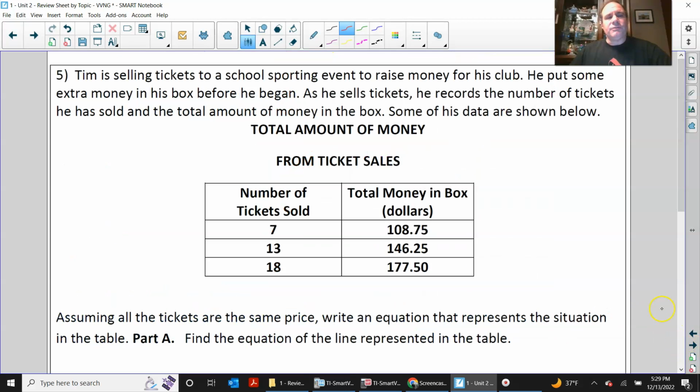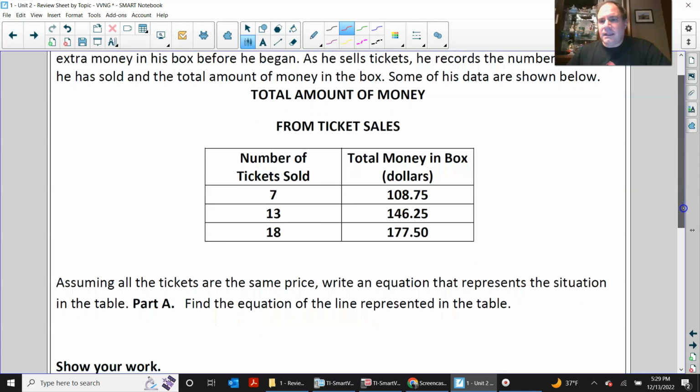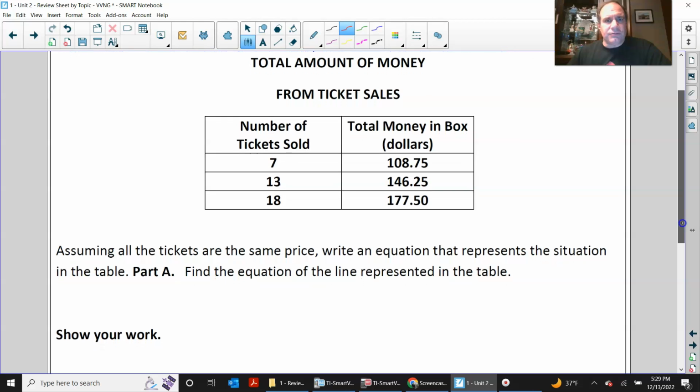All right. So Tim is selling tickets to a school sporting event to raise money for his club. He put some extra money in the box before he began. He sells tickets and he records the number of tickets he sold, and it is the data below. So the total amount of money from ticket sales right here, assuming all tickets are the same price, write an equation that represents the situation in table A, part A. So find the equation of the line that represents it in the table. So just remember, y equals mx plus b is the equation.